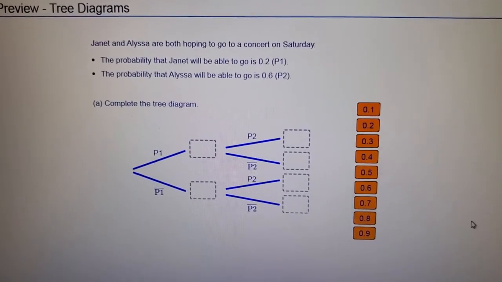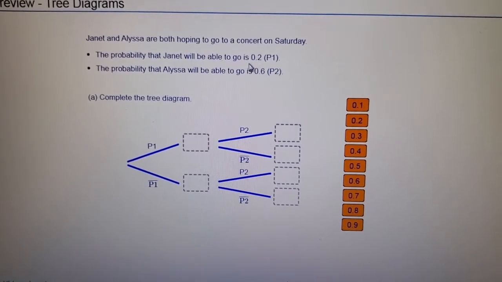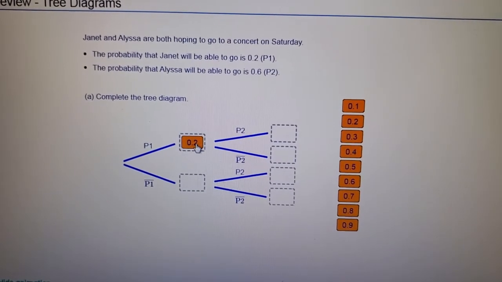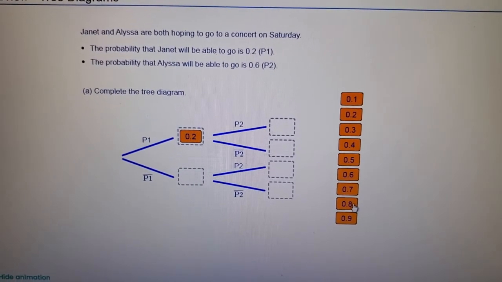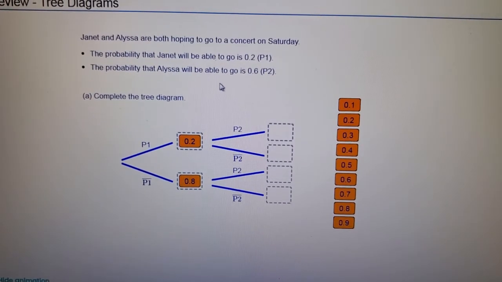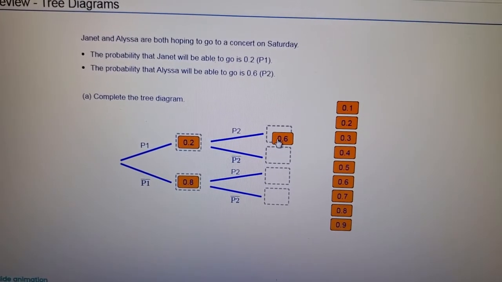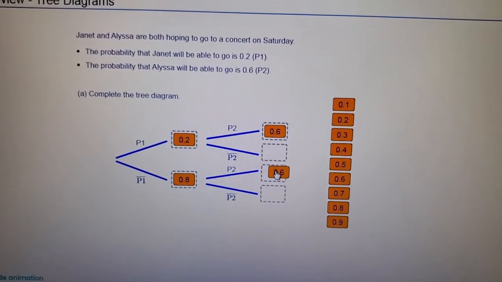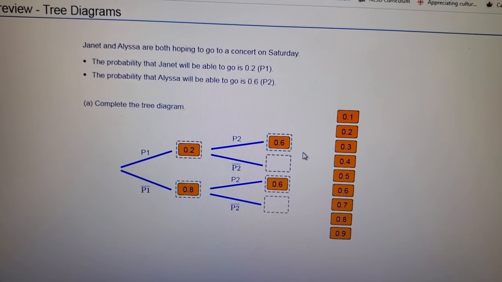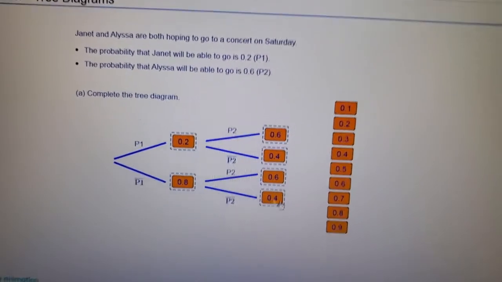Janet and Alyssa are both hoping to go to a concert on Saturday. The probability that Janet will be able to go is 0.2. So Janet is 0.2, and that's the first one, P1, so she's 2. And what goes with 2 to make 10? 8 goes with it. Good. The probability that Alyssa will be able to go is 0.6, so P2 is 0.6. So both of the P2s should have 0.6 beside it, and then P2 not is whatever 6 would add to make 10, which is 4. So 0.6 and 0.4 go together.